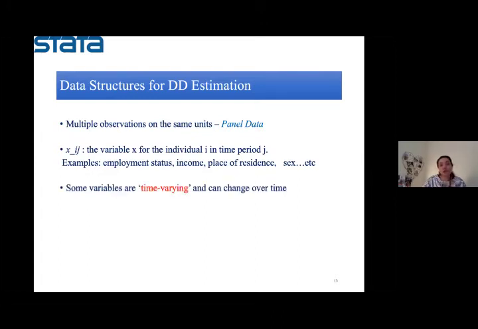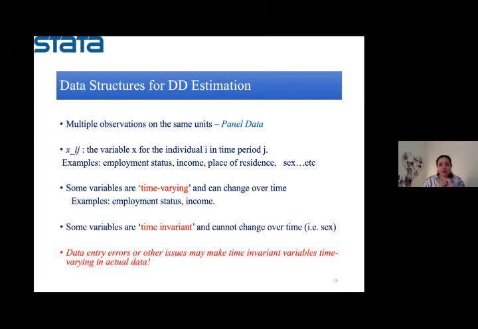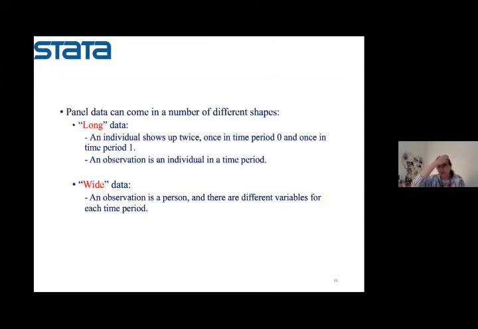And you have to differentiate between the variables that are time varying, that can change over time, like employment, income, even place of residence, and the variables that cannot change over time, like sex. And as I said, you have to be sure that there are no data entry errors, and that these variables that you know are not varying over time do not change in your sample between 2012 and 2018. If this is the case, it means that maybe there is a time error or some data entry error.